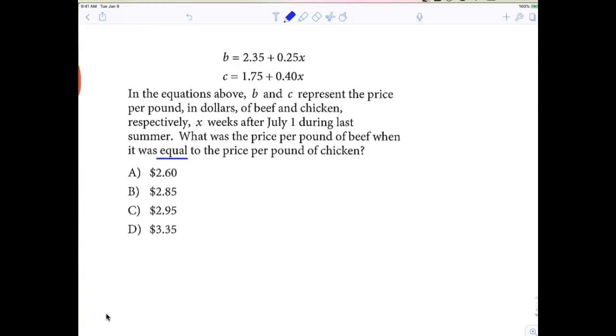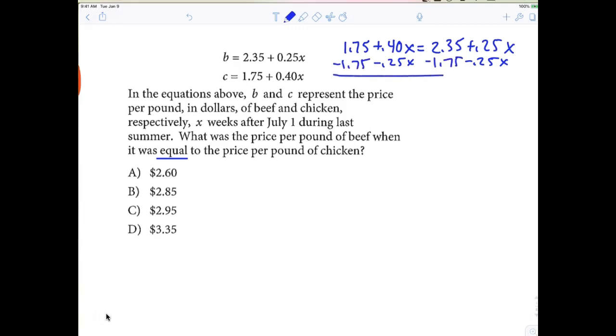All right? So we're going to do 1.75 plus 0.40x equals 2.35 plus 0.25x. They're equal to each other now. That's what that means. Now you're just moving things over. So now I subtract 0.25x, subtract 0.25x, subtract $1.75, subtract $1.75. It looks like 0.15x is equal to 0.6.